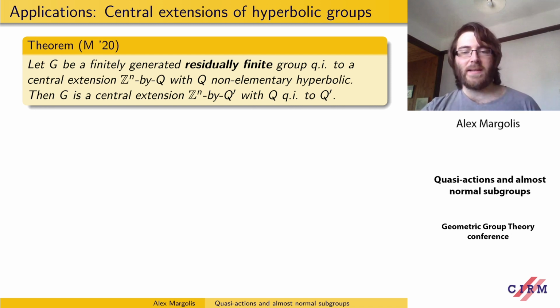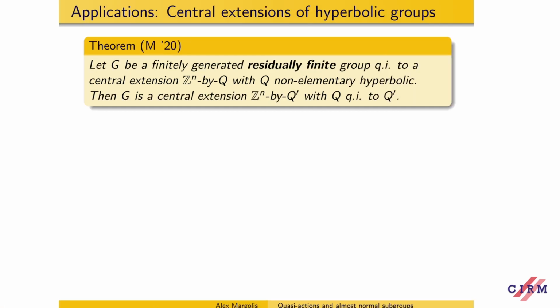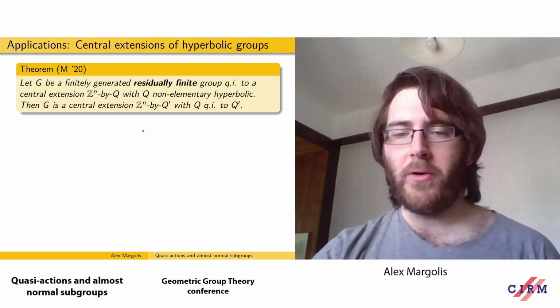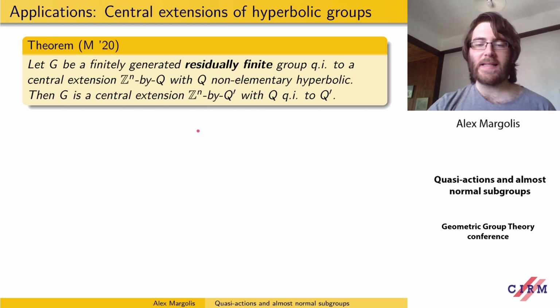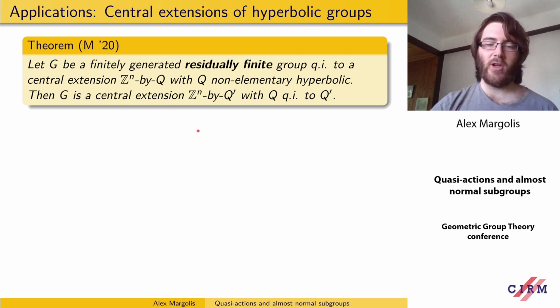And we can generalize this, or partially generalize this, to other central extensions. So if we assume that we have a residually finite group G, which is quasi-isometric to a central extension of Z^n by Q, where Q is a non-elementary hyperbolic group, then G has to be a central extension of Z^n by Q', where Q is quasi-isometric to Q'.